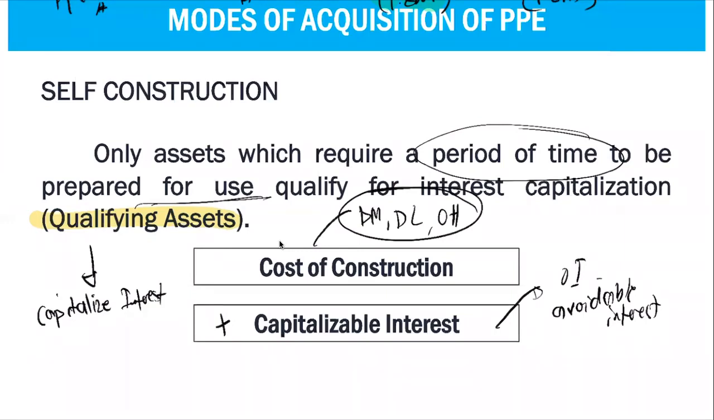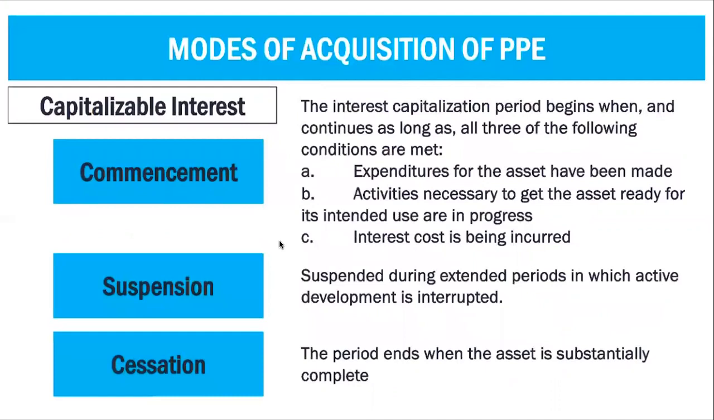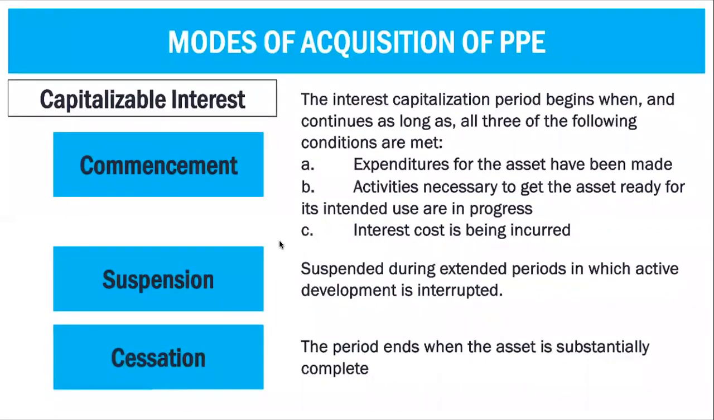How about in your capitalizable interest? In capitalizing interest, we follow your borrowing costs. And your borrowing cost is under PAS 23. So what are the items of your self-construction? Cost of the construction, which is your direct material, direct labor, and overhead, plus the capitalizable interest. So how do we compute for your capitalizable interest? We need first to determine when do we commence, when we suspend, and when we will cease the capitalization of interest. So first, we have your commencement of your capitalization. When do we commence?